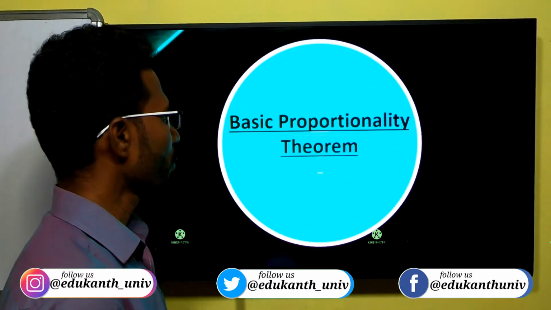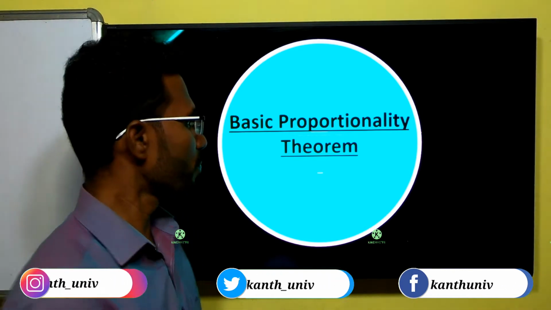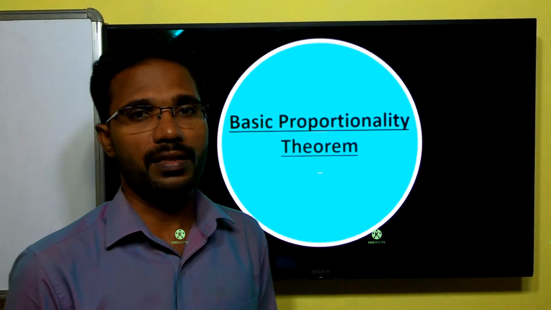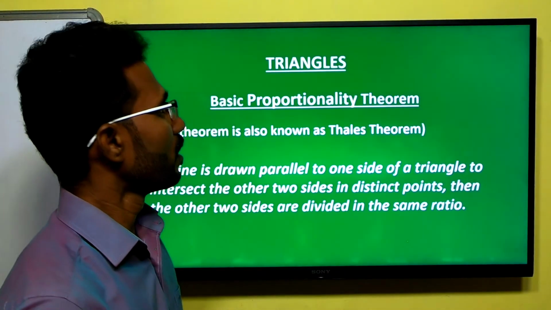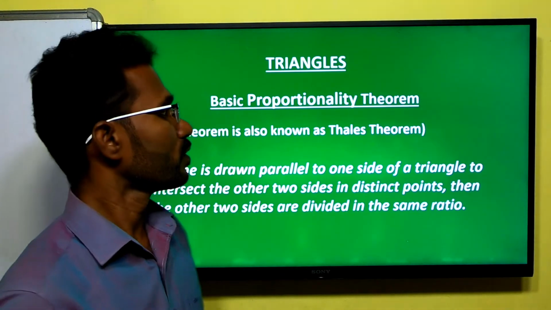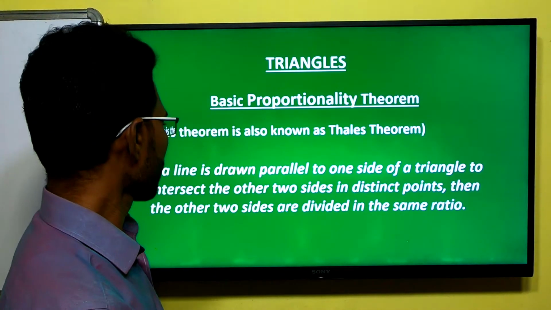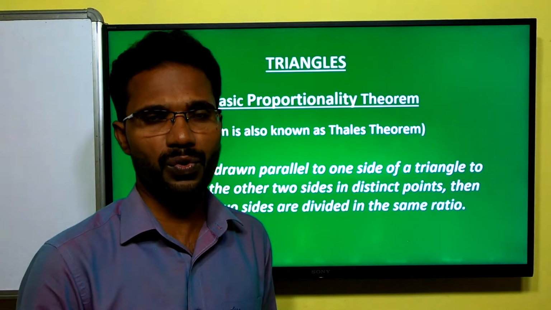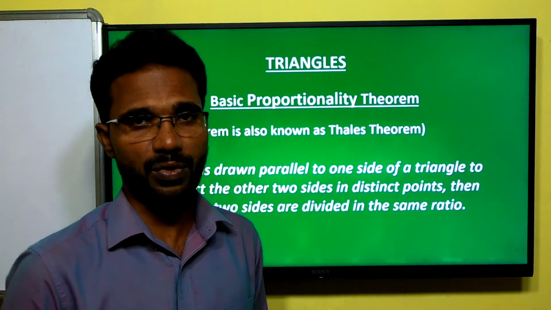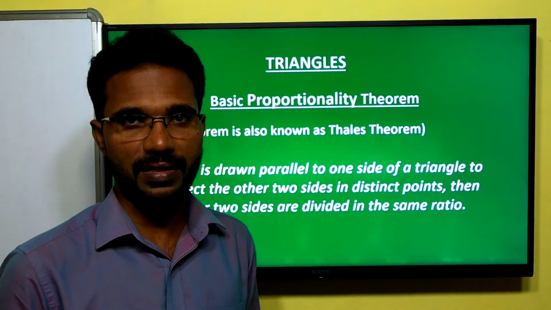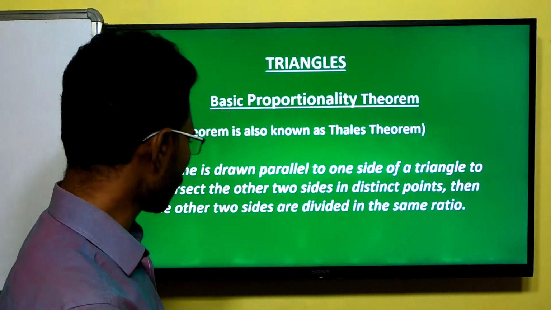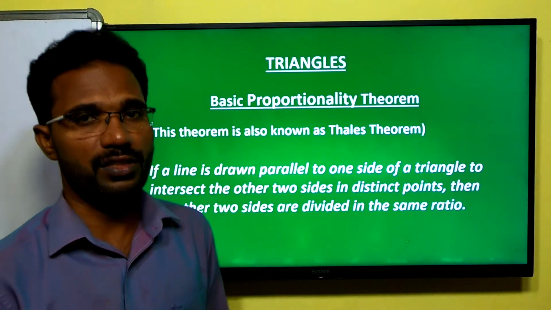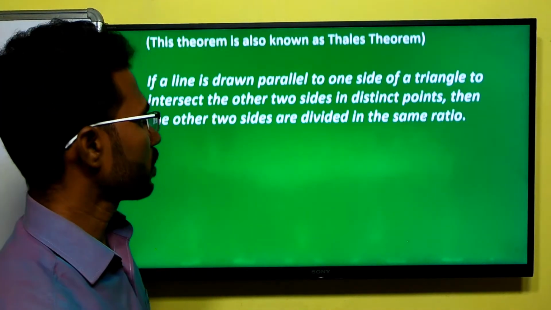So in this video, we are going to see the proof of the basic proportionality theorem, the most important question in CBSE 10th standard. This is also called the Thales Theorem. The theorem says if a line is drawn parallel to one side of a triangle to intersect the other two sides in distinct points, then the other two sides are divided in the same ratio, right?